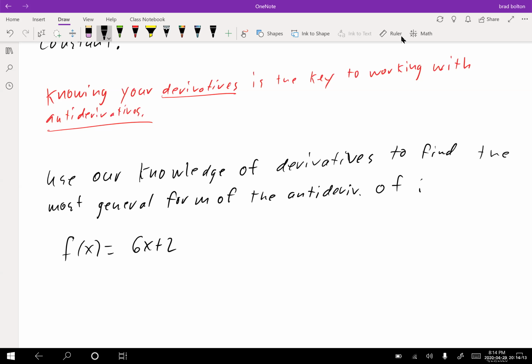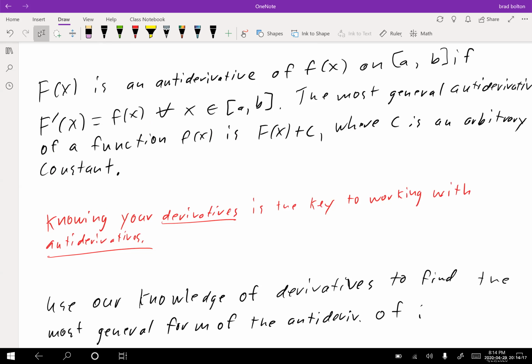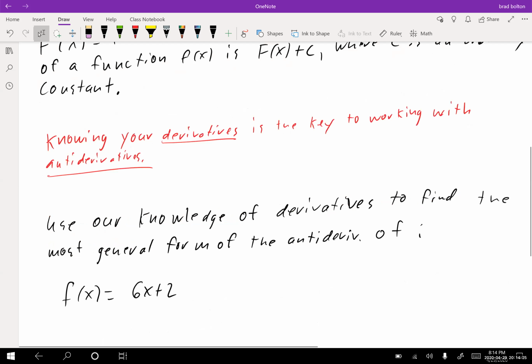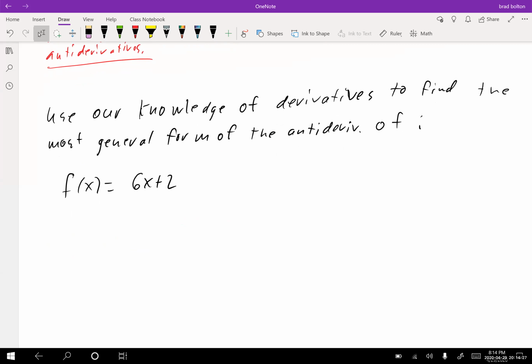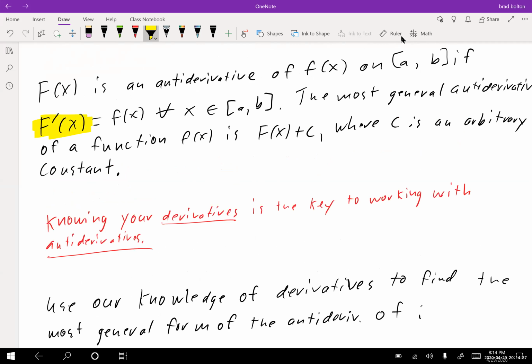So now we're going to go back up to the definition and see what it's saying. It says big F of x is an antiderivative of lowercase f of x on a to b if the derivative of big F is actually f of x, okay? So that means whatever we say the antiderivative is, let's call it big F of x, when we take the derivative of it, we should get back to the original f of x that we started with, okay?